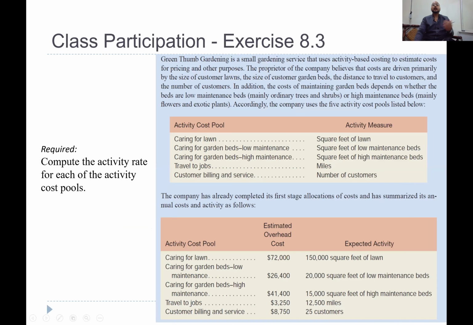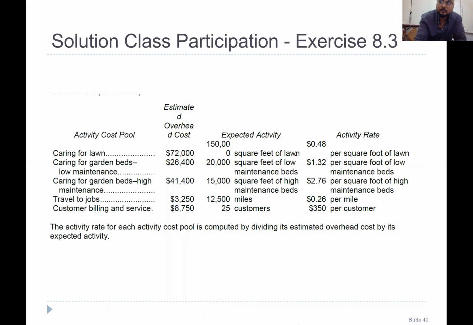Okay, so then we had our second exercise in our first class. All things are given. You are given the activity base, and you are given the cost pools here, right? So this is the cost pool, square feet of lawn. You divide by this one, and you find out the rates. Simple. See, activity rates. That is called the second stage allocation.